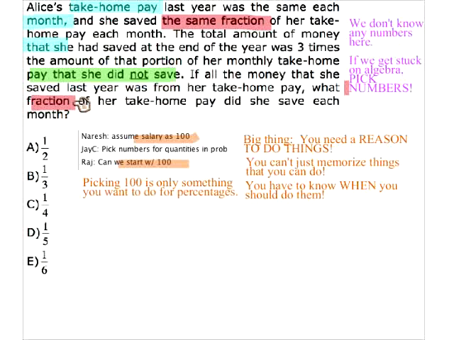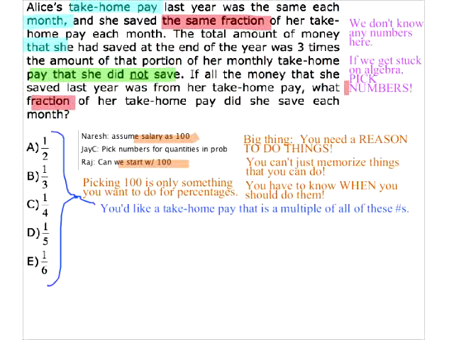So we got our answer choices here: 1/2, 1/3, 1/4, 1/5, 1/6 of the take-home pay. Given these answer choices, you want to pick some take-home pay that is a multiple of all of those numbers, just so that you're covered. So let's pick 60. Monthly take-home is 60.